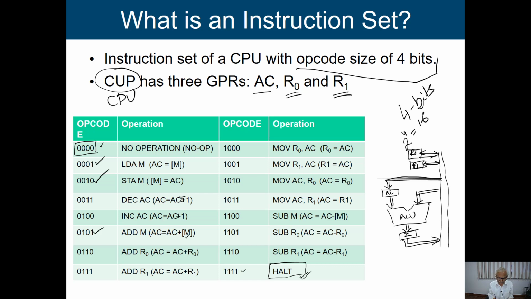Now we are designing ADD R0 and ADD R1. So what we are doing is: accumulator plus R0 and store the result in accumulator; accumulator plus R1 and store the result in accumulator. Like that, now these are the 4 move instructions. This is the data movement inside the processor. Move R0 AC is going to transfer the data from accumulator to R0, then accumulator to R1. Similarly, in the reverse way, from R0 to accumulator and R1 to accumulator.